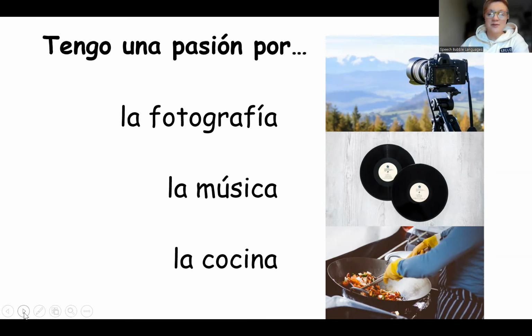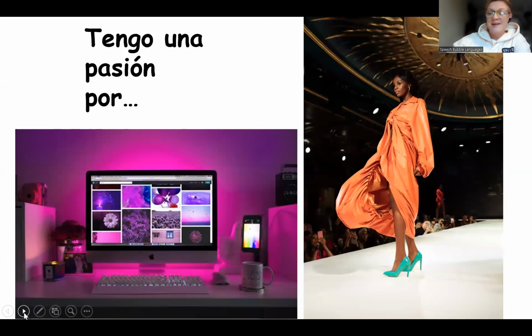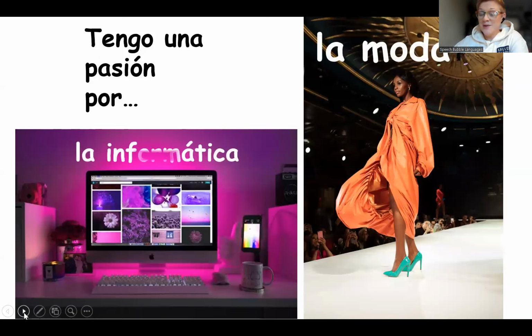Let's put it into our sentence. Tengo una pasión por la fotografía. Tengo una pasión por la música. Tengo una pasión por la cocina. Have we met your passion yet here? Let's take a look at a couple of other ones.